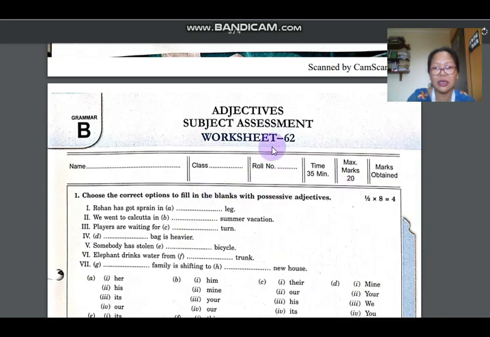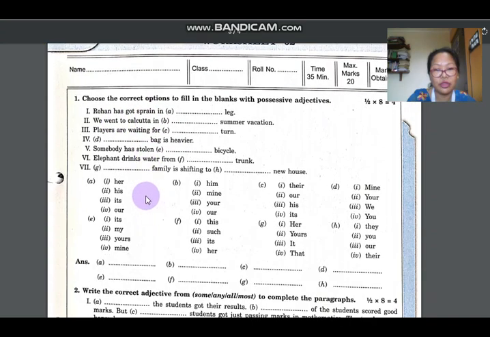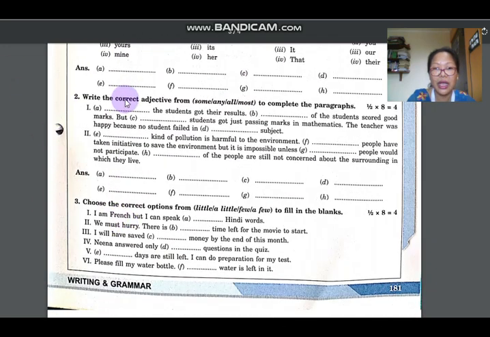Now worksheet number 62, I will give you this as homework. Choose the correct option to fill in with possessive adjective. Please again refer to lesson number 4. A possessive adjective is used with a noun to show possession or belonging, correct? So for A you have all the 4 options here, for B you have all the 4 options given here. Okay, like this you have to do. Then you will have to write the correct adjective from some, any, almost. You have to use any one of those in each blank here and write it here.